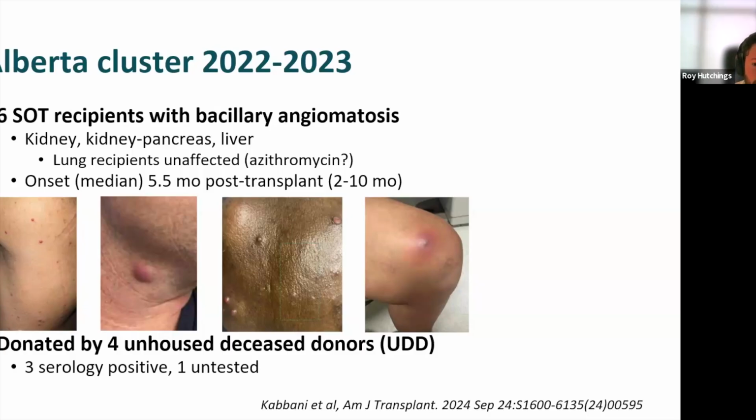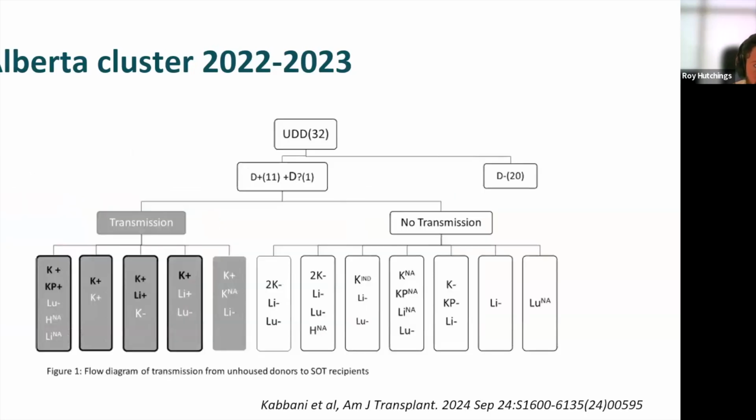Now, these 6 recipients had organs donated to them from 4 unhoused deceased donors, 3 of which tested positive for Bartonella quintana, and 1 was unable to be tested. During this period in total, they had 32 unhoused deceased donors. 11 in total tested positive for Bartonella by serology. These were all tested retrospectively. And that's a 34% seroprevalence for Bartonella quintana in this population, which is quite high. Based on this, they were able to calculate an attack rate of 12.5%. All were treated with doxycycline for 3 months and made a complete recovery.